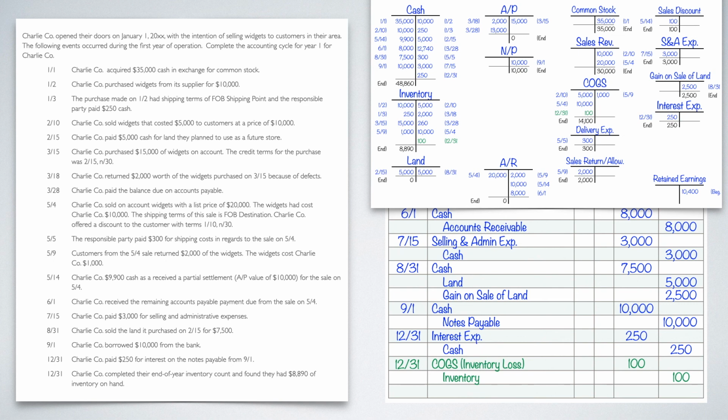I will say, I just noticed something, that retained earnings should not be there. We haven't done anything with retained earnings yet. So just forget that right now. But hopefully this part of this made sense.